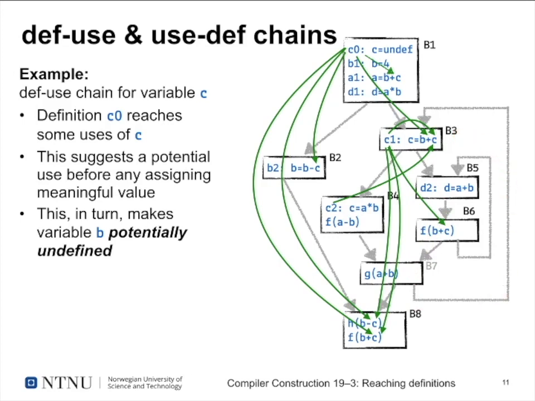So the biggest problem here is really that a definition of c0 can actually reach some uses of c, like here and here or here. So this in turn means that we can use c undefined here, and for example in b2 this can mean that variable b would be potentially undefined because we cannot really figure out what the value of variable c is.